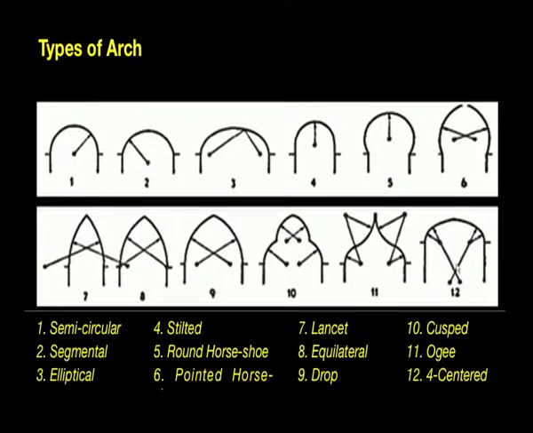Moving on to the 12th arch, it is a 4-centered arch, typically because the arch itself is made of 4 centers, 1, 2, 3 and 4 here, and this arch is very similar to the drop arch, but then the drop is not that high, it is a very shallow kind of an arch. Sometimes this arch is also called a Tudor arch.